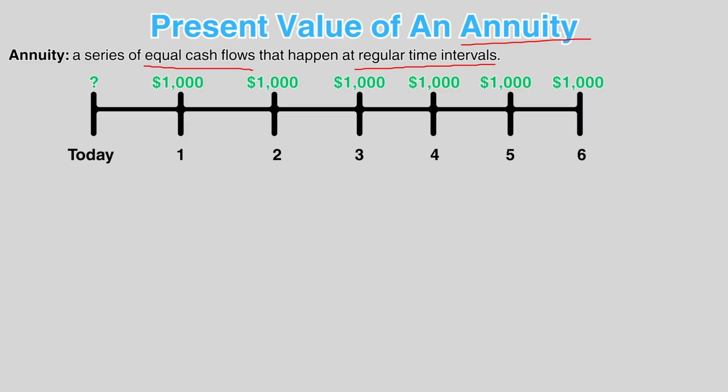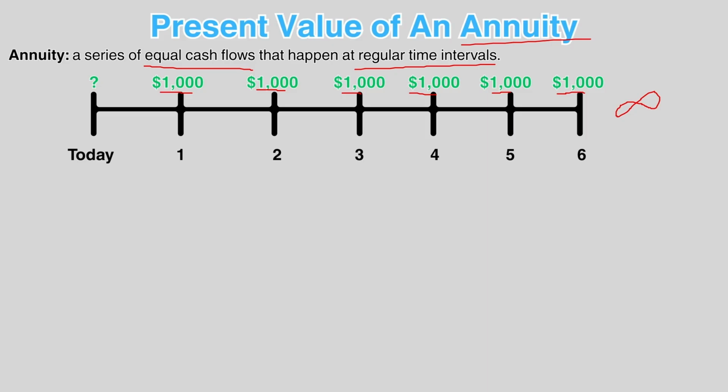So let's say this annuity is going to be 6 years. So we're going to get $1,000 at the end of 1 year, $1,000 at the end of 2 years, 3 years, 4 years, 5 years, and 6 years. So after the 6th year, this annuity stops. You don't get any more money. If this went on forever, went on for infinity, that would be known as a perpetuity.